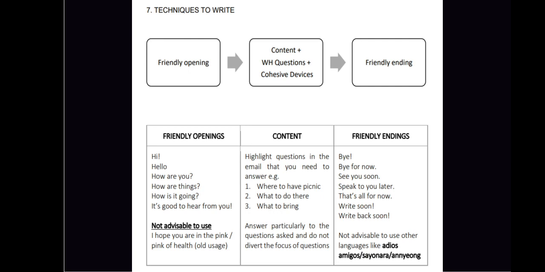That means when Amy asks you about where to have the picnic, what to do there, and what to bring, do not talk about something else. Do not talk about joining a competition later once the school break is over. Don't talk about other things. Make sure you answer all the questions given. And last one, friendly endings. For example, you can say bye, bye for now, see you soon, speak to you later, those things.